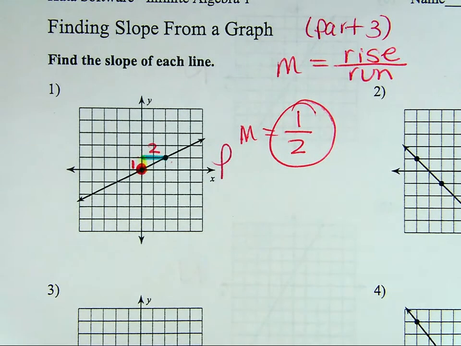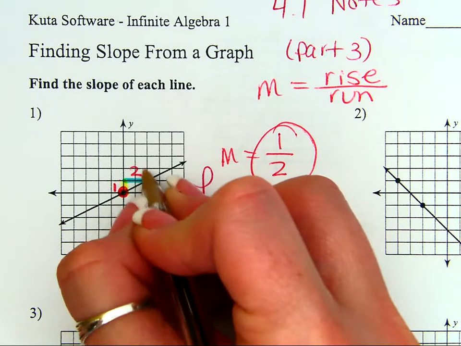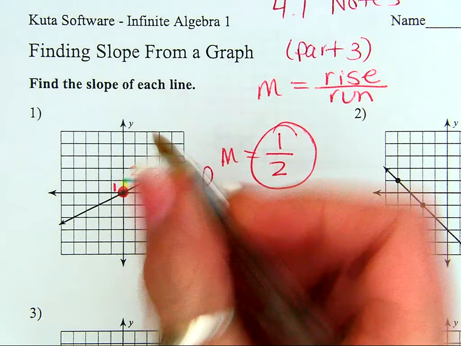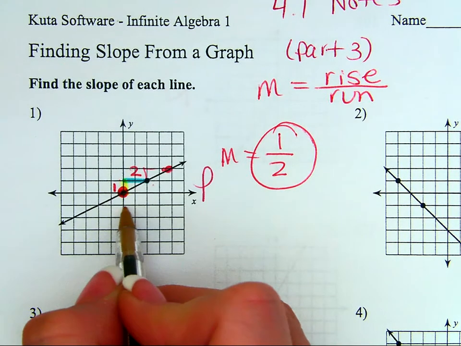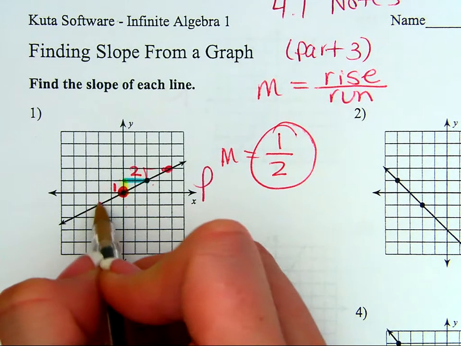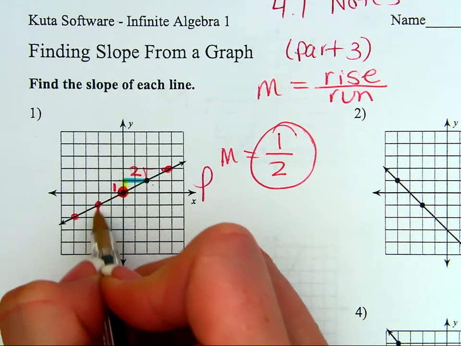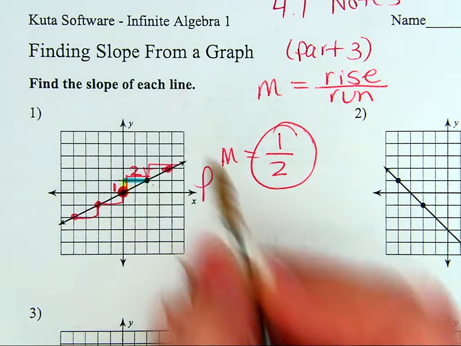Hey, you want to know something cool? Keep going. Keep going up 1 and over 2. Up 1, right 2. Up 1, right 2. What happens every time? Do you land on the line? Yeah. Up 1. Ooh, there's another spot. Hey, from here, let's not go up and right. Let's go down 1, left 2. Down 1, left 2. It's a constant up 1 over 2.